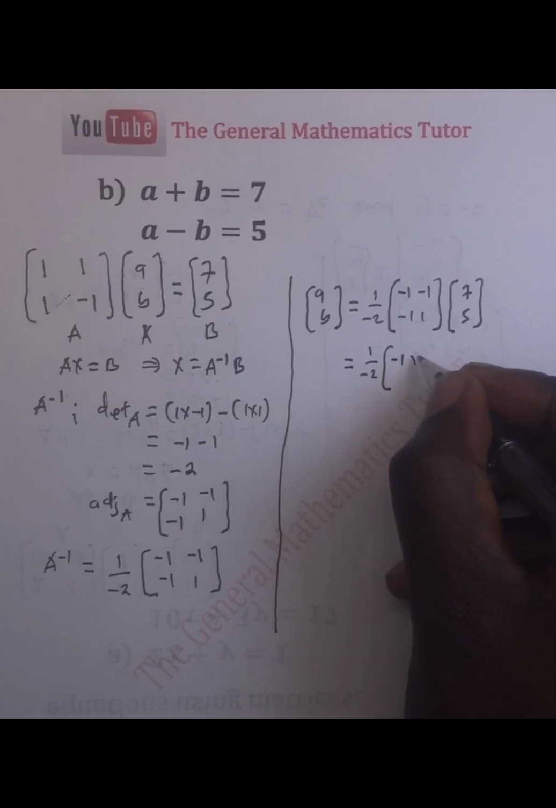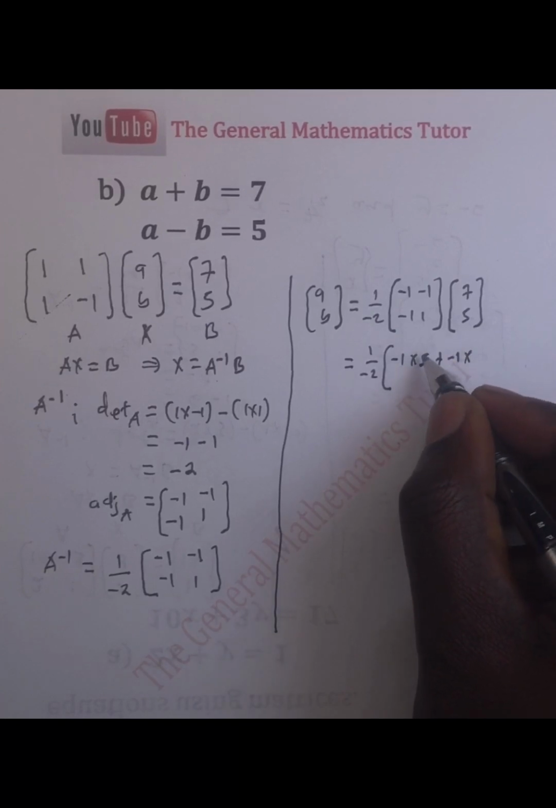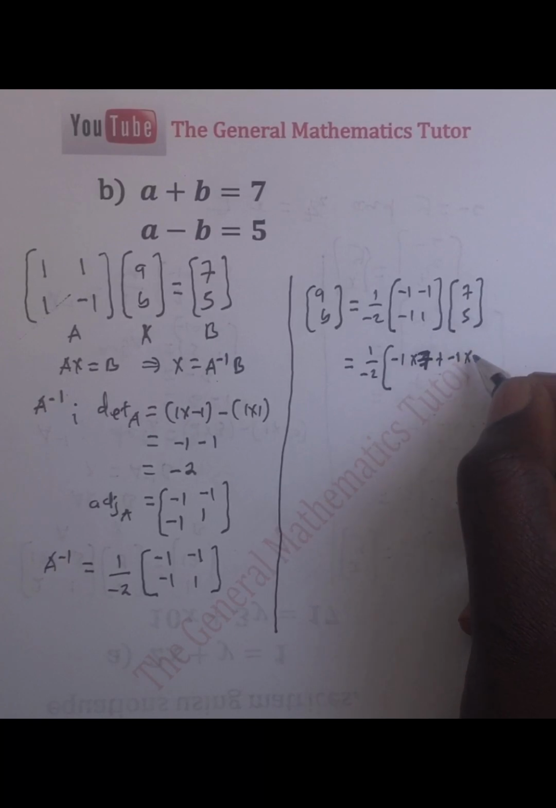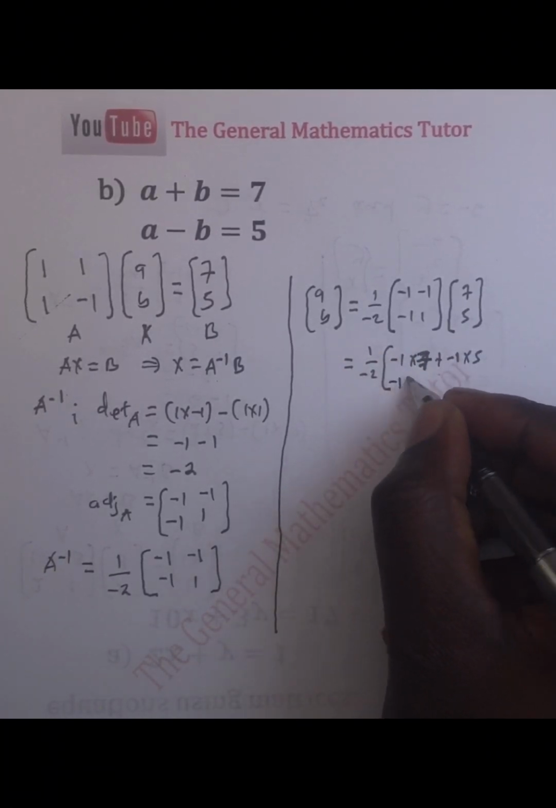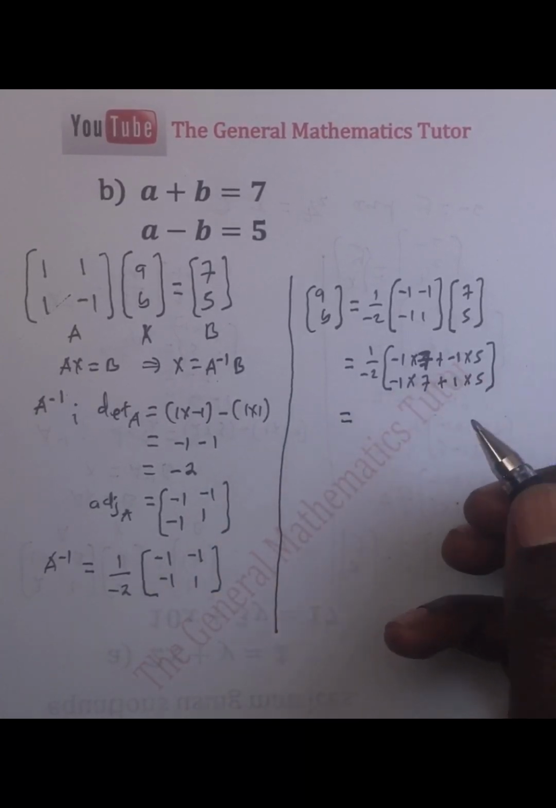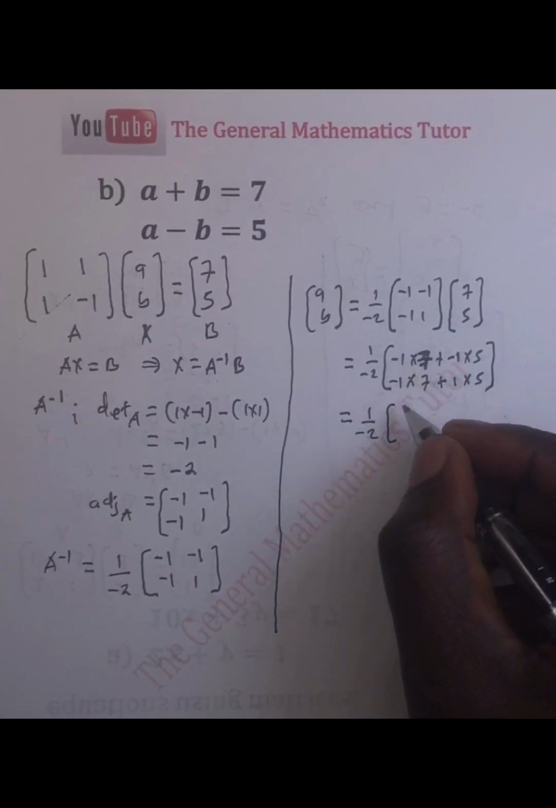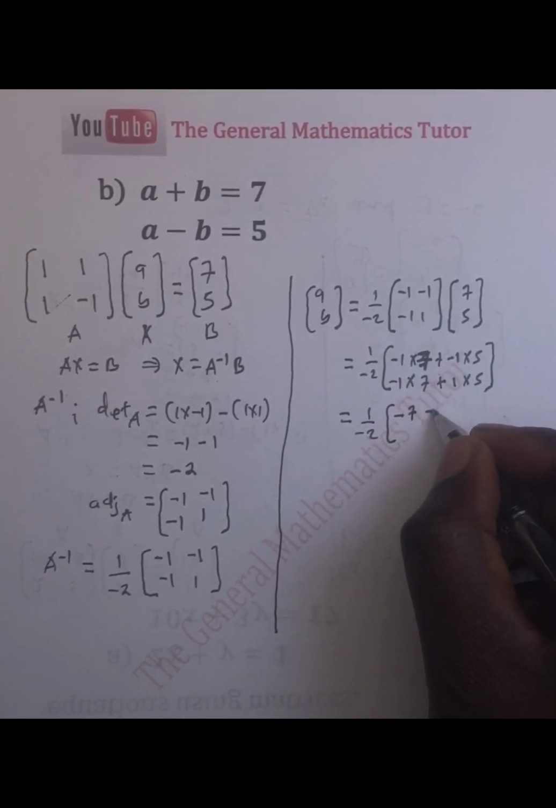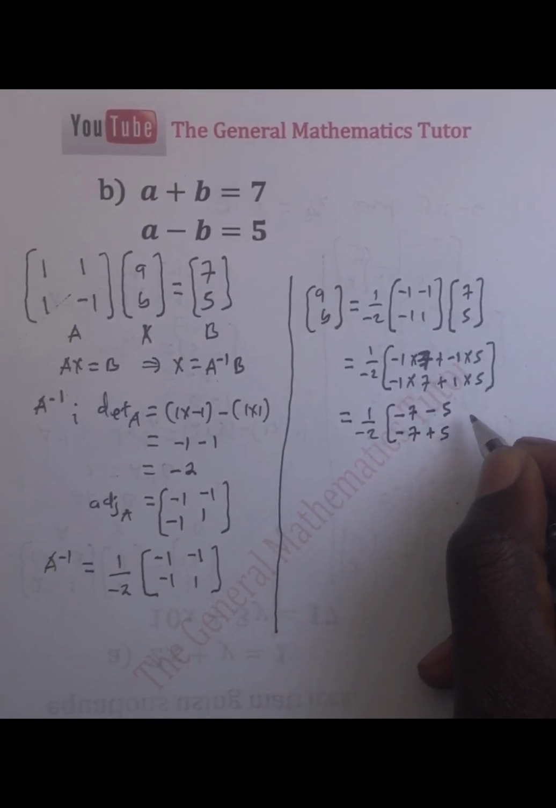So we have 1 over negative 2 into, so we can multiply these two matrices. So we have negative 1 times 7 plus negative 1 times 5. Then the next one we have negative 1 times 7 plus 1 times 5. So you can simplify the bracket. We have 1 over negative 2. This is negative 1 times 7, which is negative 7, minus 5, then minus 7 plus 5.